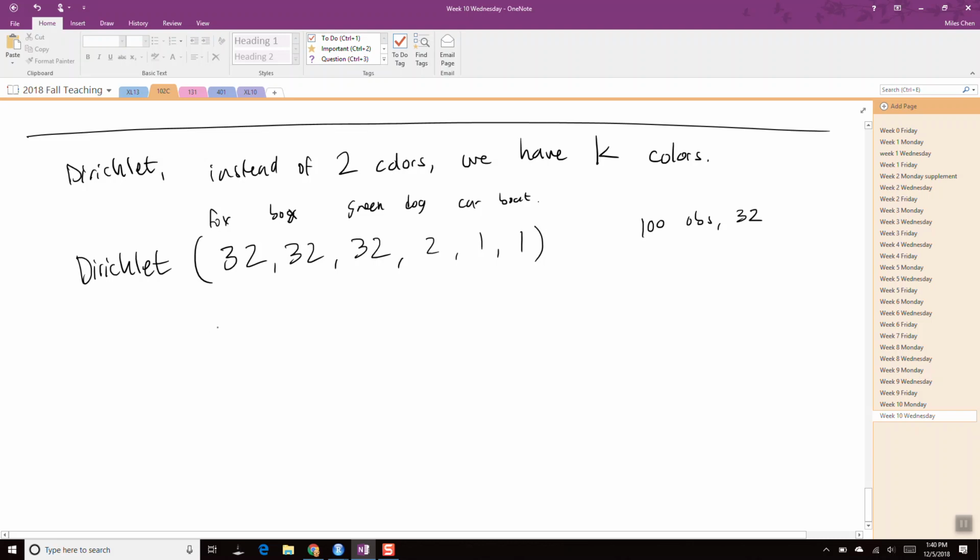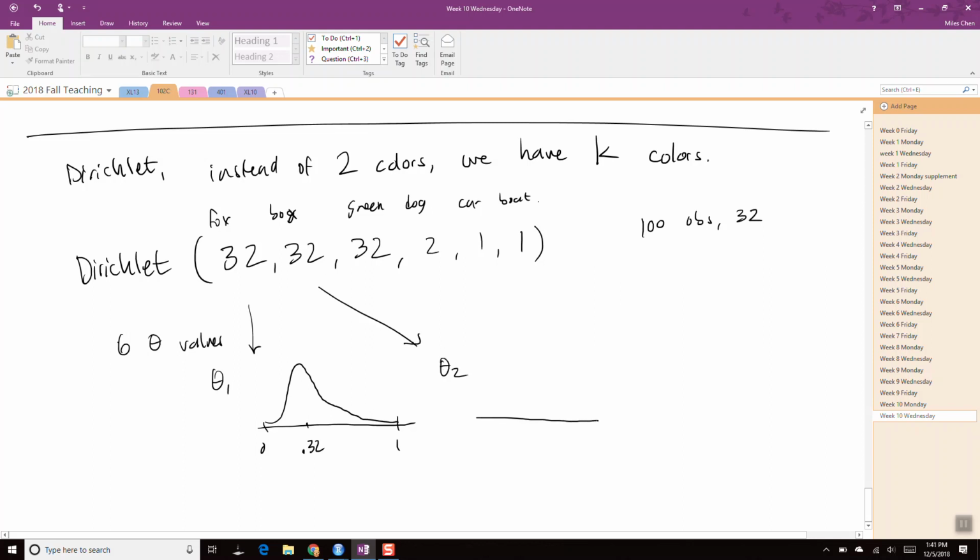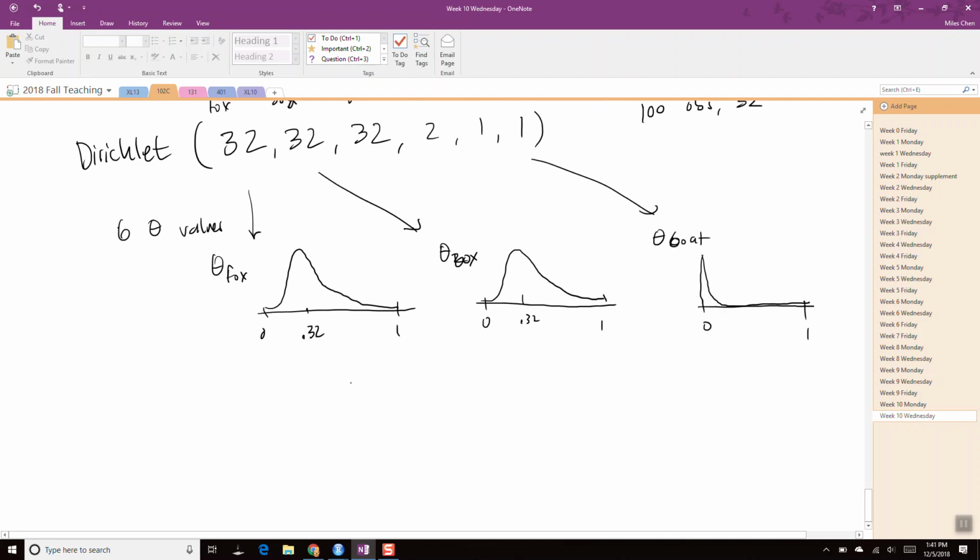And so what this will produce is 6 theta values. If we look at the distribution of just theta 1, it will probably be centered somewhere around 0.32-ish. And if we looked at the distribution of theta 2, it would also be centered around 0.32-ish. I should call these theta fox, theta box, and theta boat. Theta boat is going to look something like this.